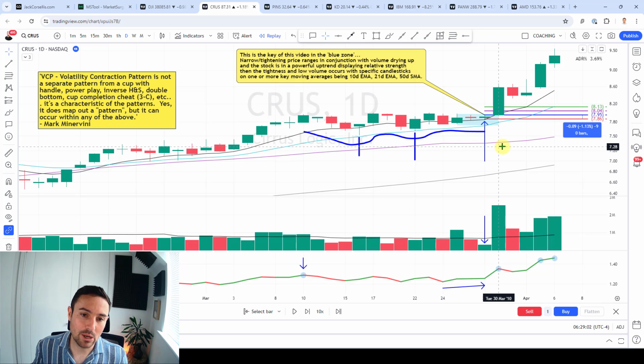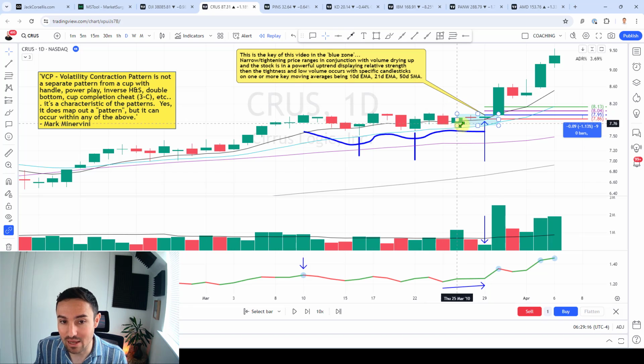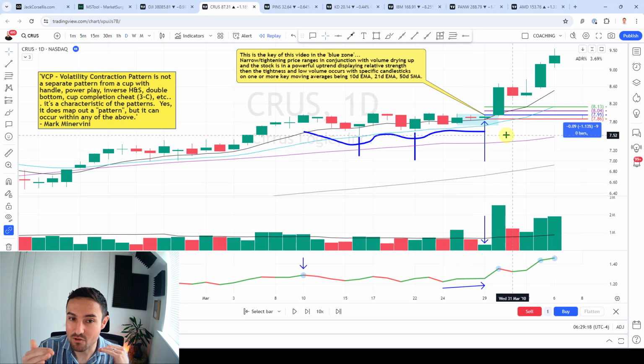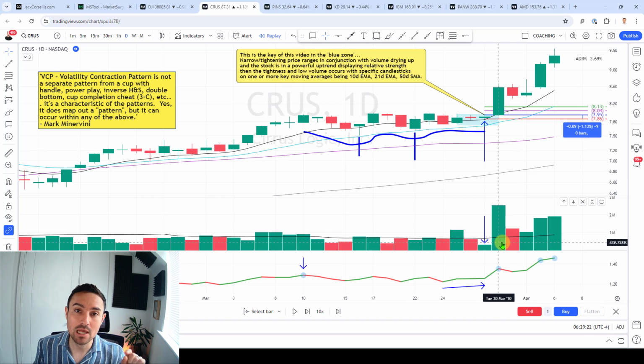Okay, then Toby Crabel wrote a really good book where he talks about 2-bar and 3-bar setups. That is looking for the tightest 2-bar and 3-bar ranges over the last 20 days. And that's oftentimes what can happen with the best VCPs. You will identify, as in this blue zone here, an area on the chart where price gets really tight and the volume really dries up, but it's sitting on 1 or more key moving averages.